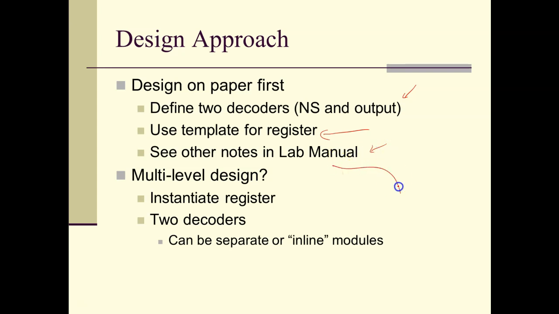So you have some choices here. There's many ways to do this, and you have the option of instantiating the register. You need to do that, but you can also use these decoders as separate modules, or you can design them in line as always blocks on one level. So you're going to instantiate a register, but how you handle these decoders is up to you. You can make them separate modules and instantiate them if you want, or you can put those decoders all on one module. In this experiment, I don't see any great advantage to using one or the other.